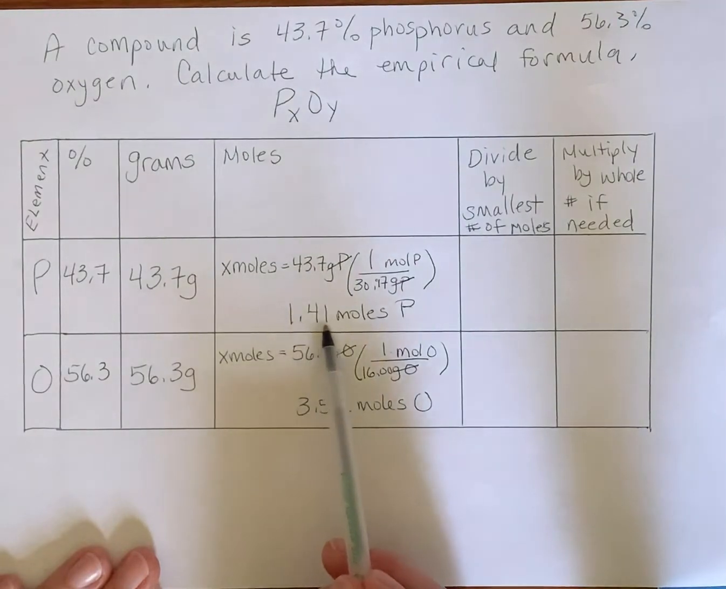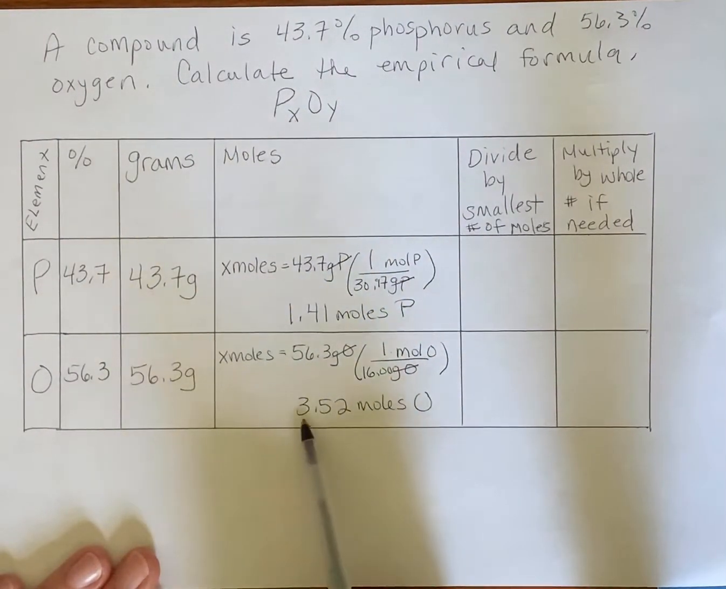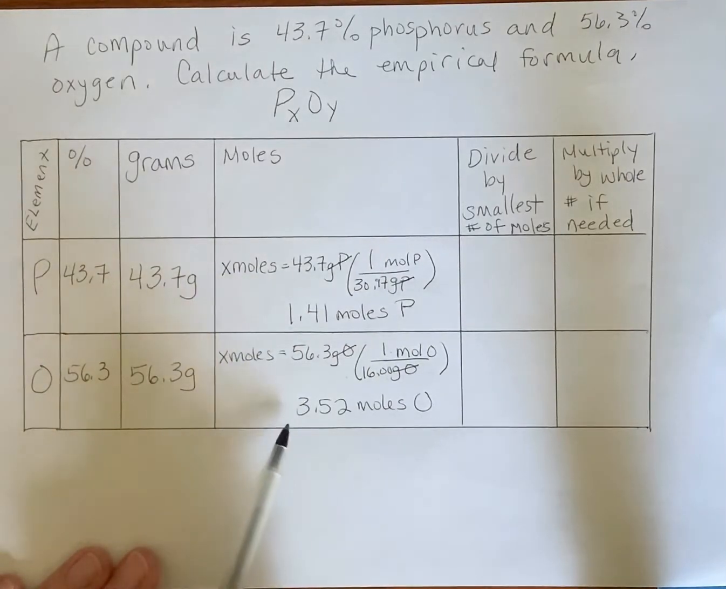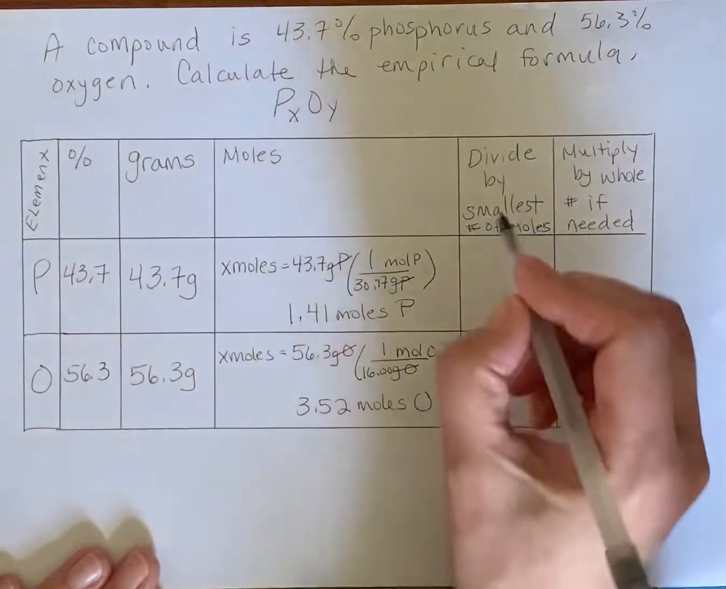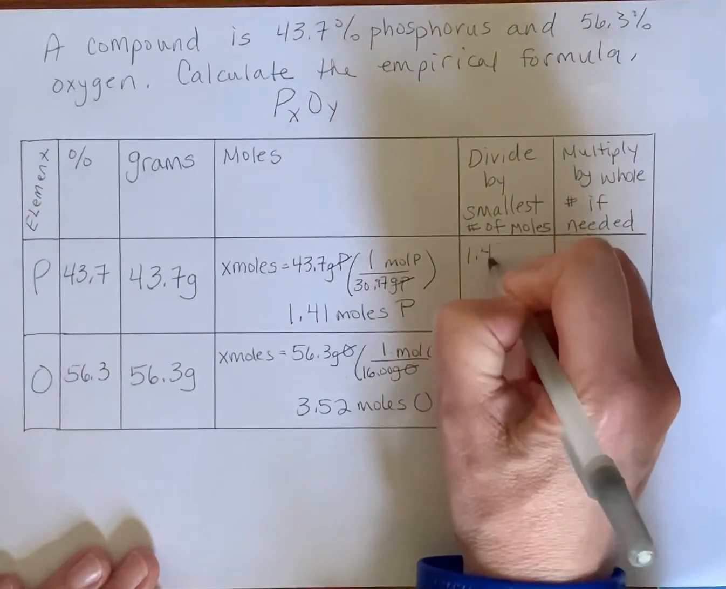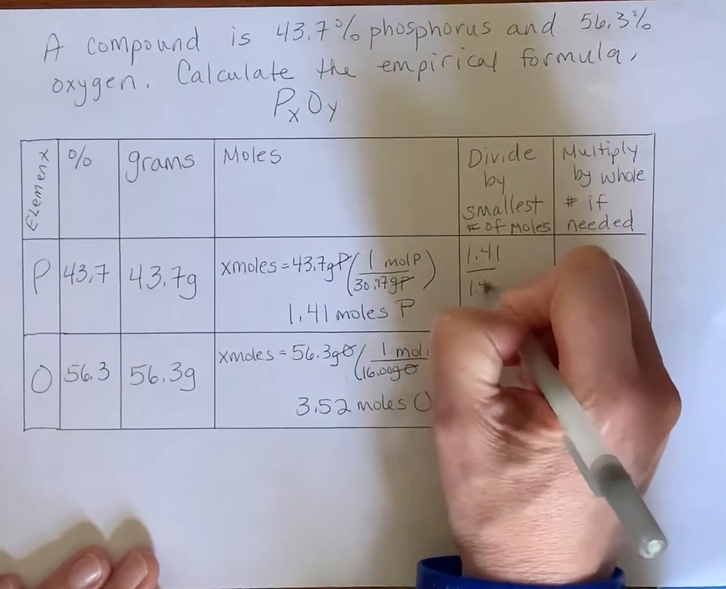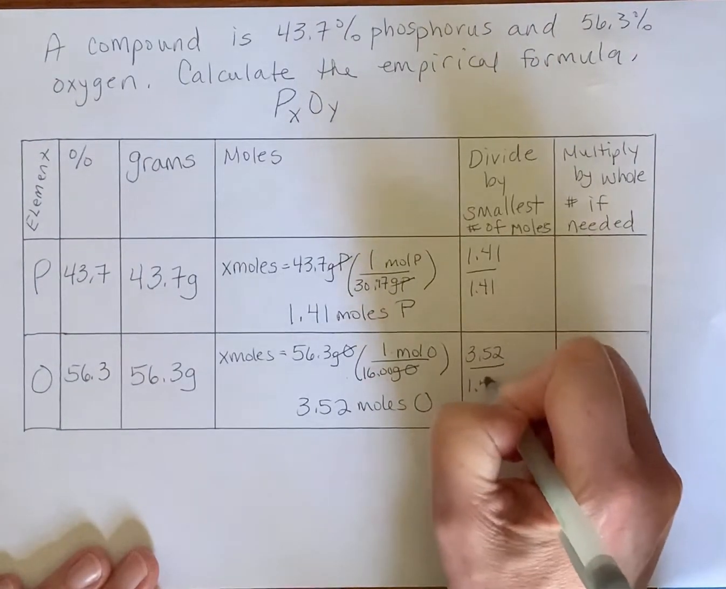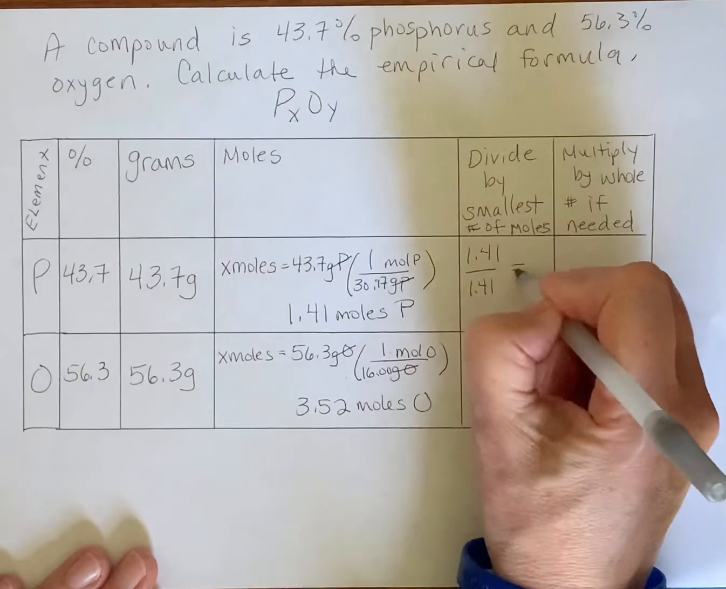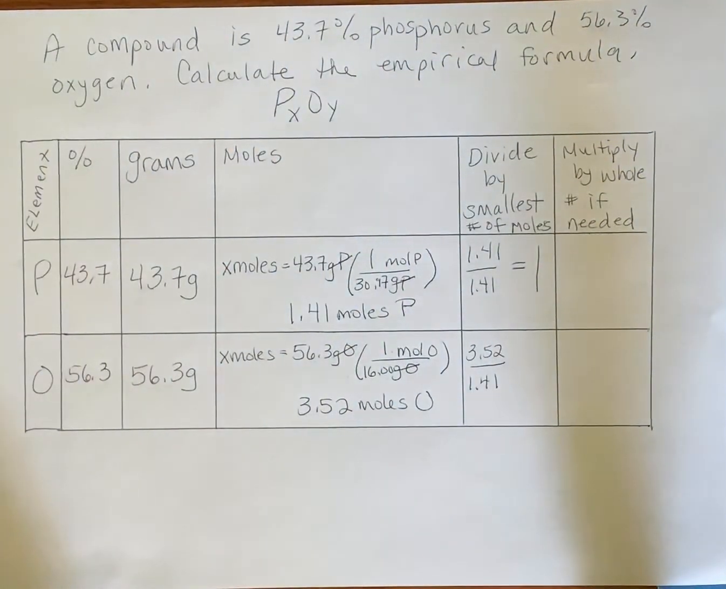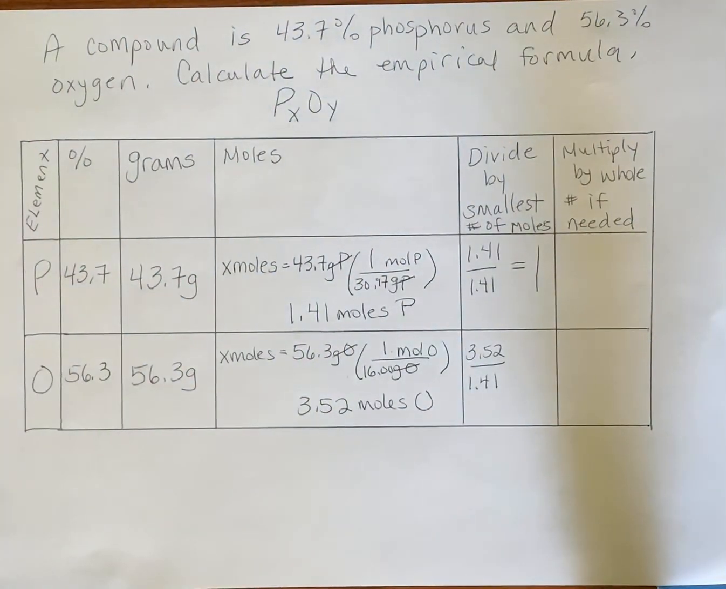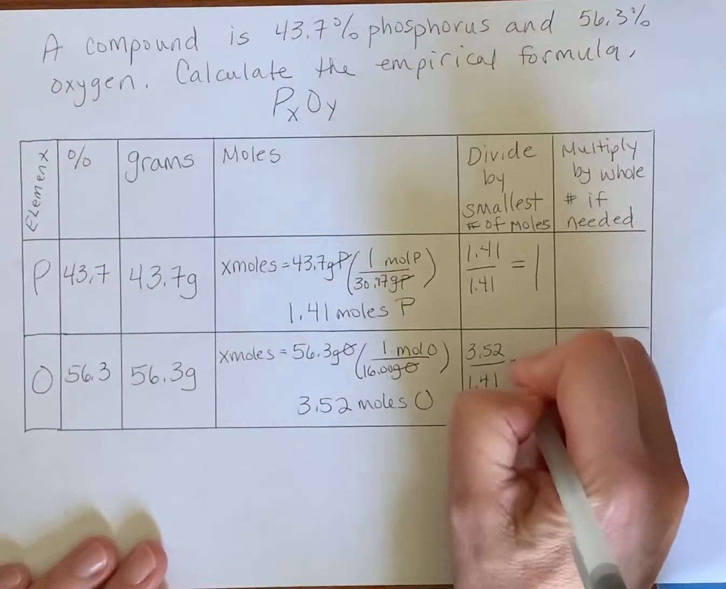So I'm going to look at 1.41 moles of phosphorus and 3.52 moles of oxygen. Which number is smaller, 1.41 or 3.52? 1.41 is smaller, so I'm going to divide both by 1.41. The reason I am doing that is because it forces one of my elements to have a subscript of 1. So 1.41 divided by 1.41 automatically gives me 1. 3.52 divided by 1.41 gives me 2.50.